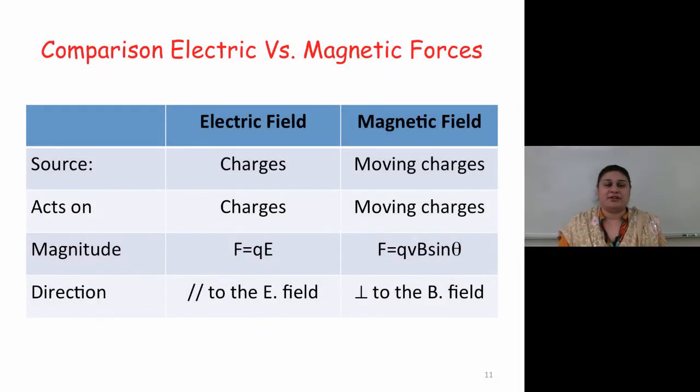So what have we learned so far? For an electric field, the source is charges. For a magnetic field, the source is moving charges. Electric field acts on charges. Magnetic field acts on moving charges. Magnitude of the electric force is QE, and for the magnetic force, QVB sine theta. The direction for an electric force is parallel to the electric field, whereas the direction of the magnetic force is perpendicular to the B field.